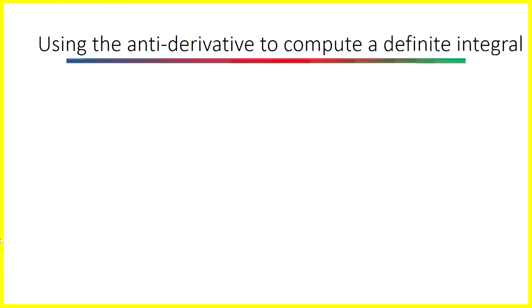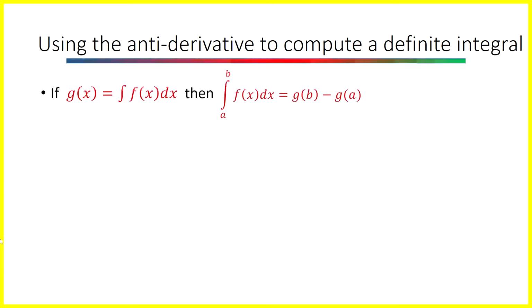Next, we need to talk about how indefinite integrals relate to definite integrals. If g of x equals the indefinite integral of f of x dx, then the definite integral of f of x from x equals a to x equals b is equal to g of b minus g of a. This is a really important concept and is actually one of the core concepts of integral calculus. So let's take a moment to go through it slowly and see why it works.